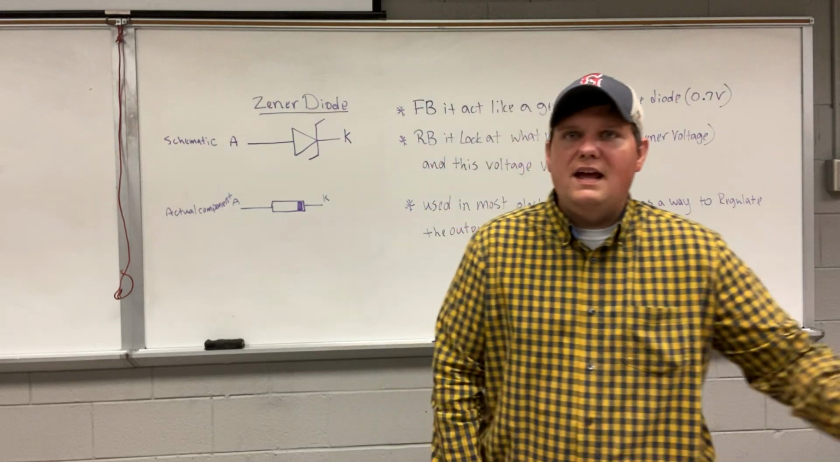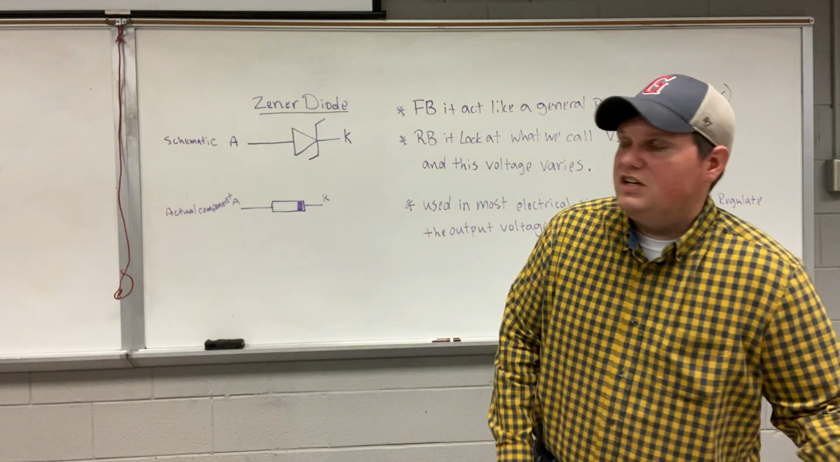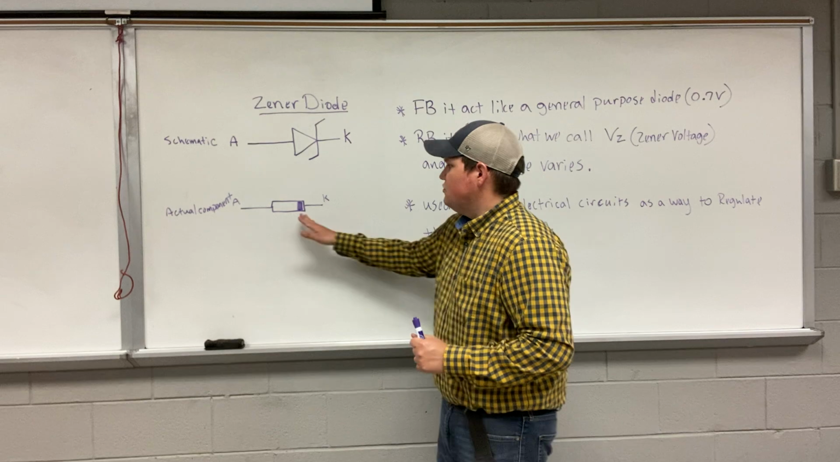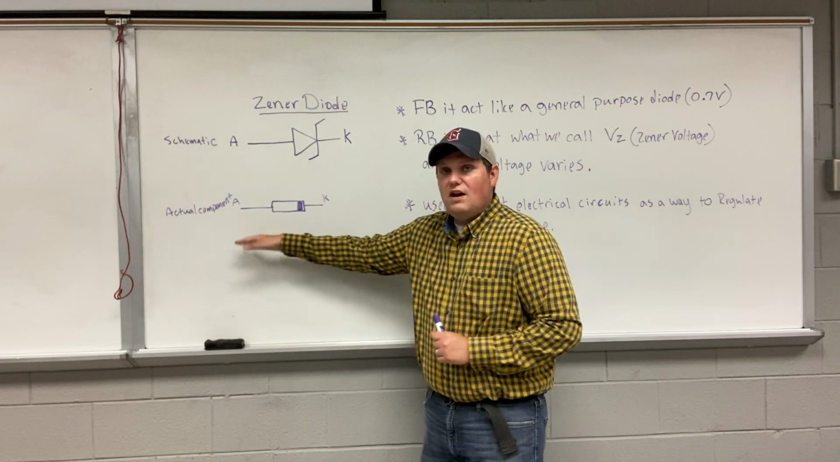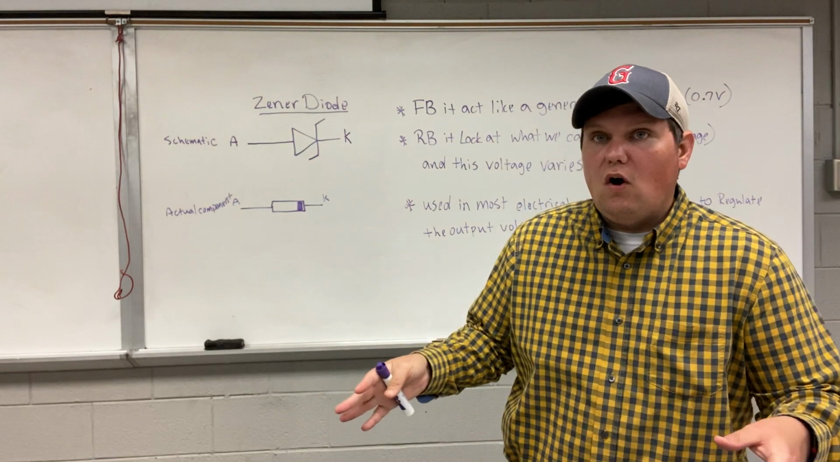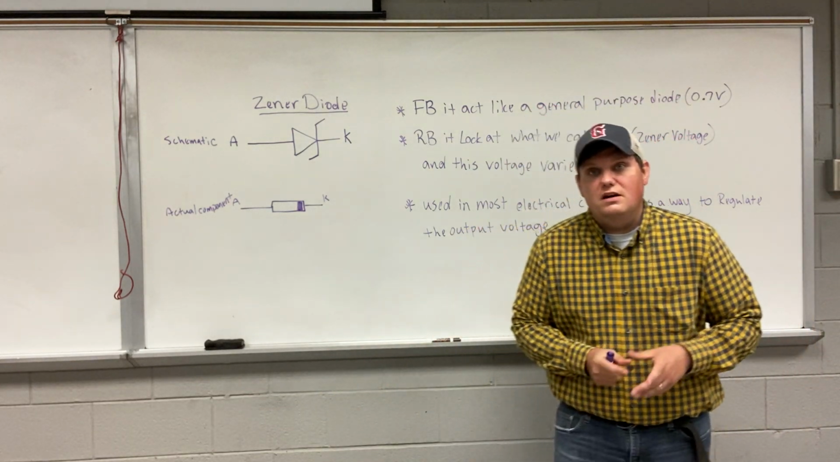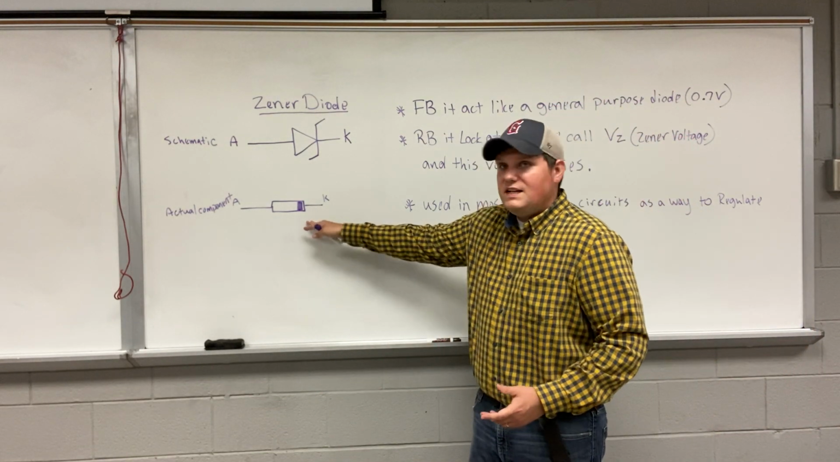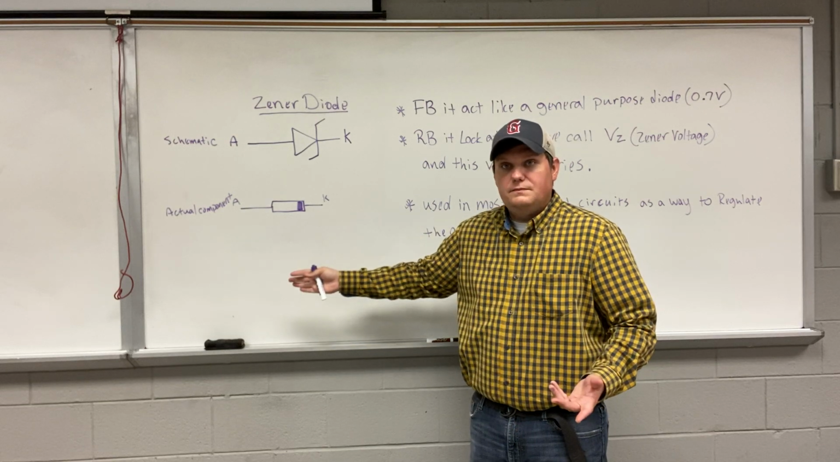And I think I mentioned that quite a few videos ago. But it's the same thing. Striped end is cathode, non-striped is anode. So that's just a common thing across the actual components of a diode: your striped end indicates your cathode.